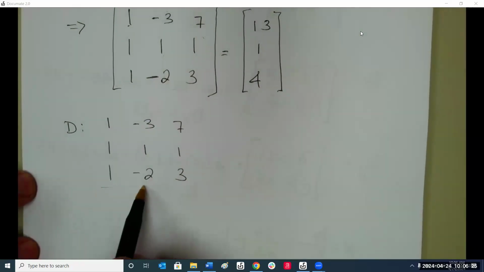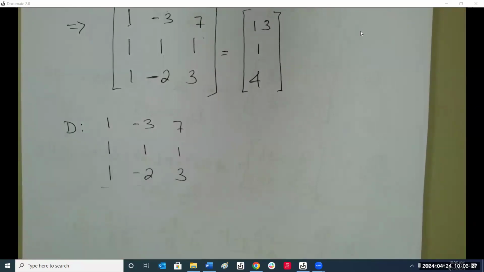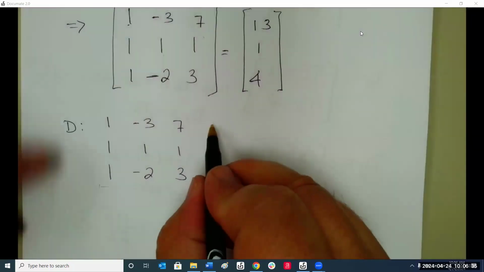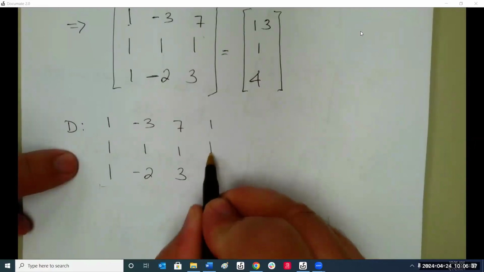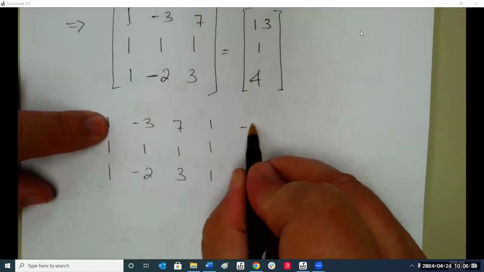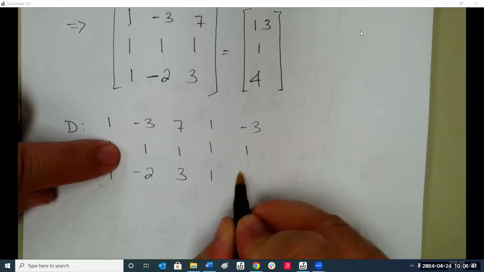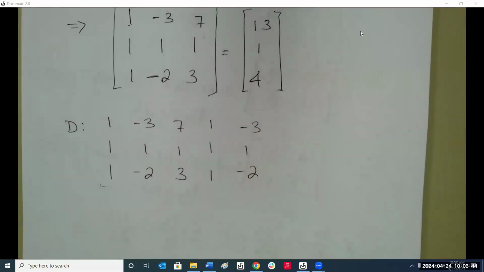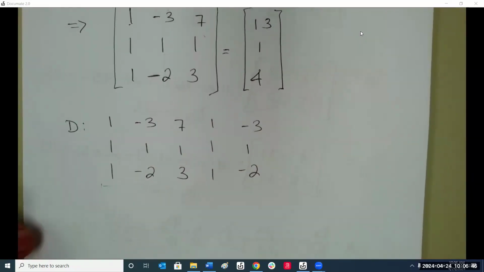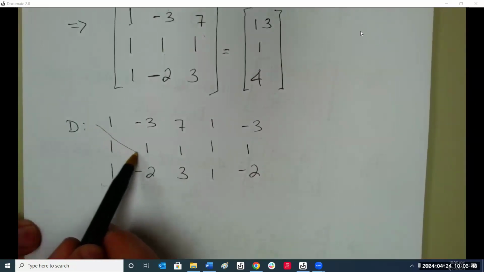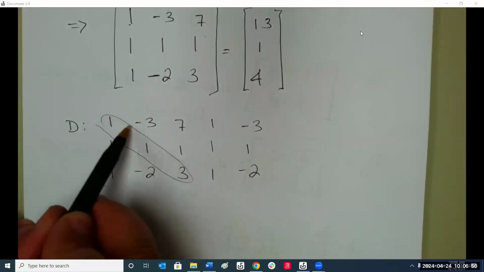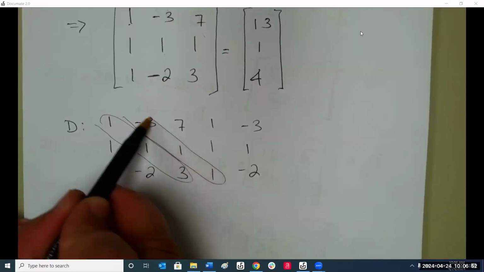Now, repeat the first two columns. If you have a 4x4, you repeat the first three columns. If you have a 7x7, the first six. So take the first two columns in this one and repeat it afterwards. Now we do the same. Multiply all of these and then add them together.